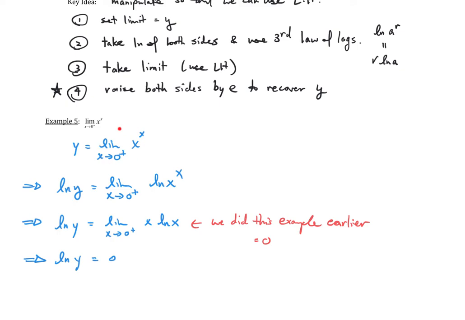So at this step, we need to raise both sides by e, or take e of both sides. So this gives you e to the natural log of y is equal to e to the 0. As we know, e and natural log are inverses of each other, so e to the natural log of y is just y, which was the thing I was trying to find, and e to the 0 is 1. So our final answer is going to be 1.